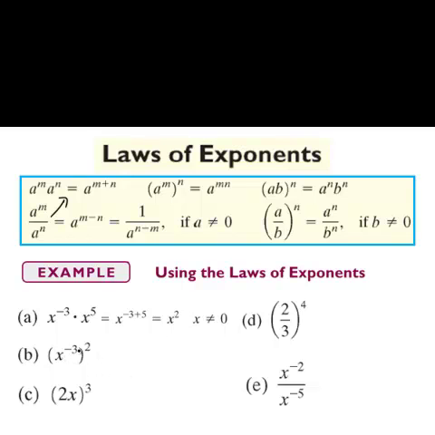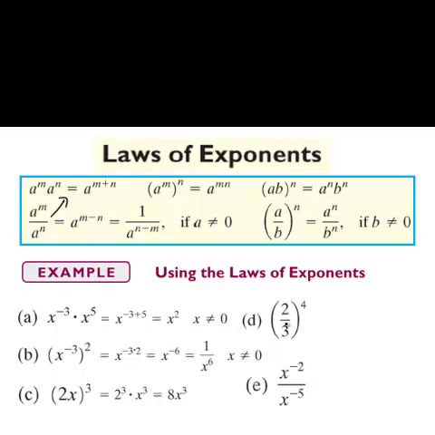Part B, you have x to the negative 3 power squared. So using this multiplication principle, you'll just take 2 times negative 3 to give you your new exponent. So this is x to the negative 6 power, which will be 1 over x to the 6th if you are going to use positive exponents. Here you've got 2x raised to the 3rd power, and then using this rule up here, that means 2 cubed times x cubed, but 2 cubed is 8, so you have 8 times x cubed.